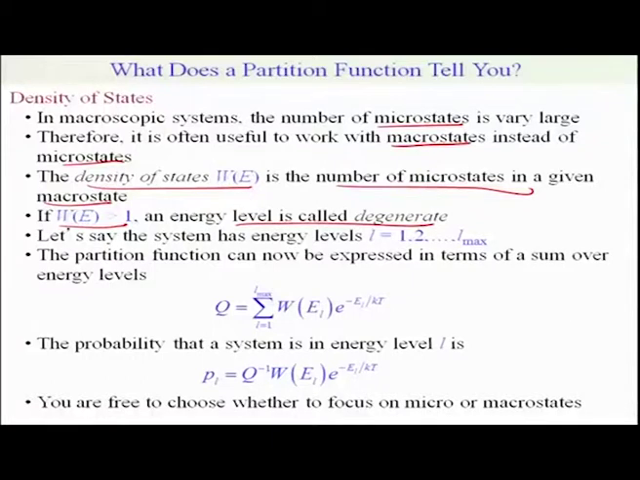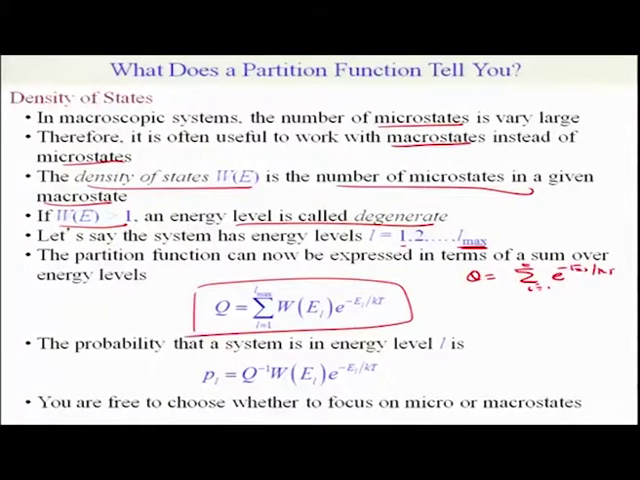So, let us assume that the system has energy levels from 1 to L max. Then the partition function, where we wrote simply Q is equal to summation over i, where i is all possible states. Now, you can rewrite this expression in terms of a sum over energy levels, where W is basically the number of degenerate states corresponding to the energy level. Now, in that case, the probability of the system in energy level L.